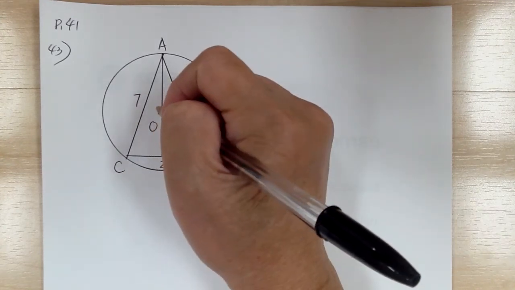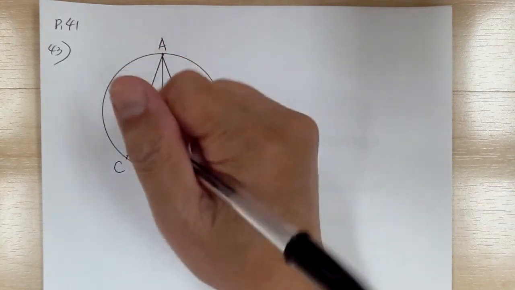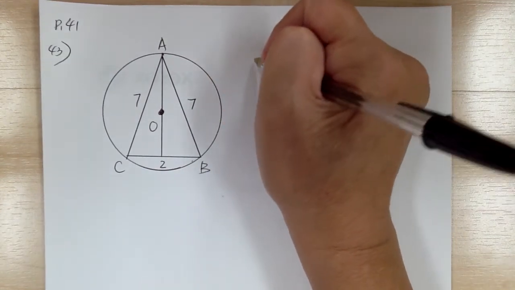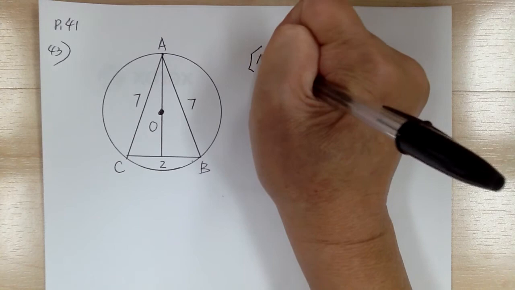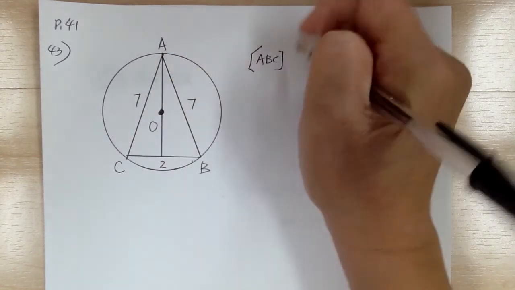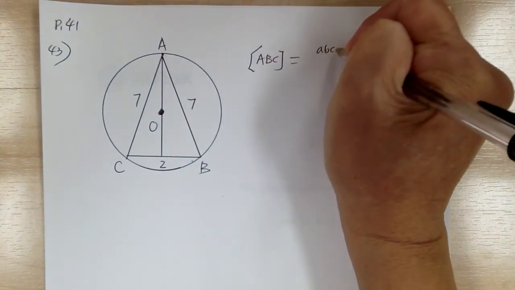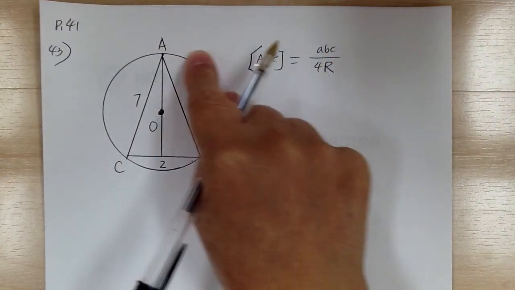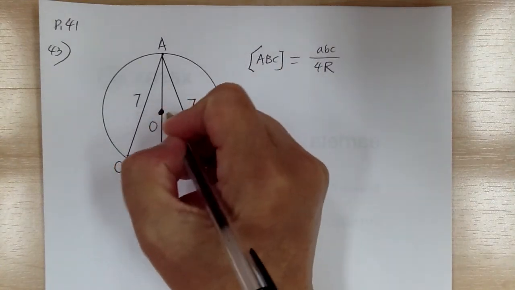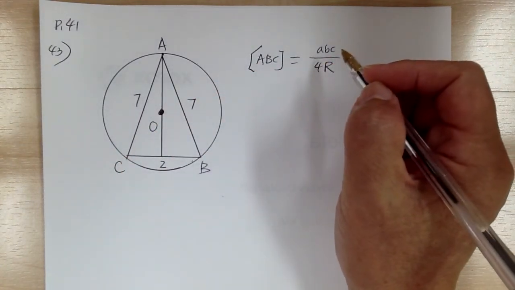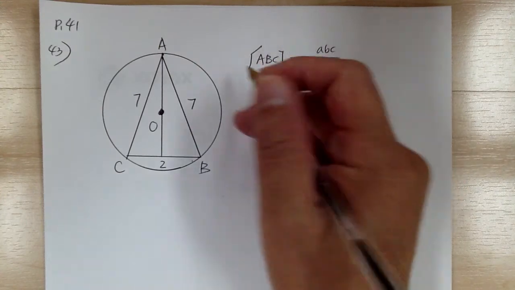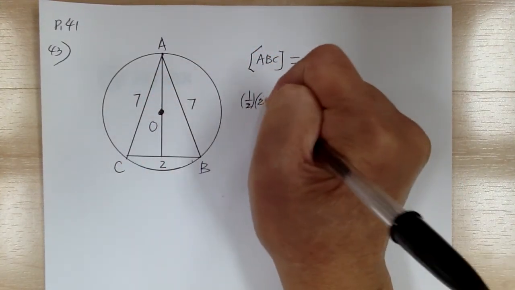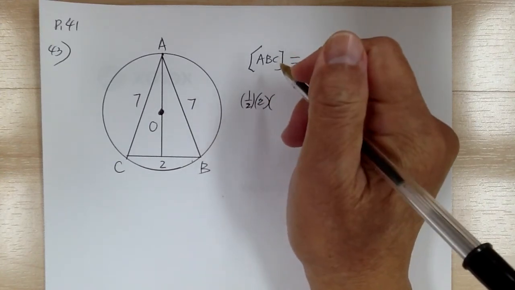So AO is your radius. Since the 3 sides are given, what you do is use the formula for the circumscribed circle. So the area of ABC equals abc over 4R. Big R is the radius of the outside circle. If it's small r, it would be the radius of the inner circle. And the area of a triangle is 1/2 base times the height.